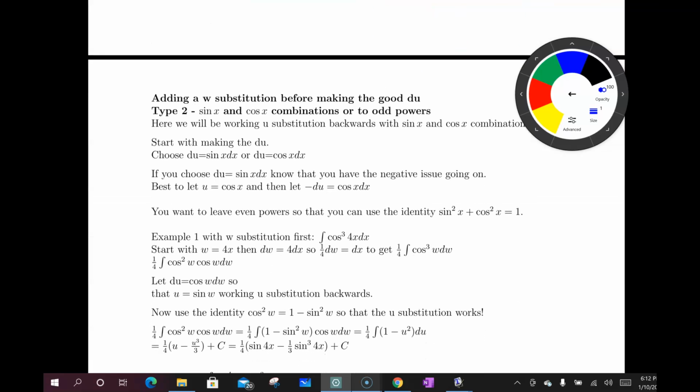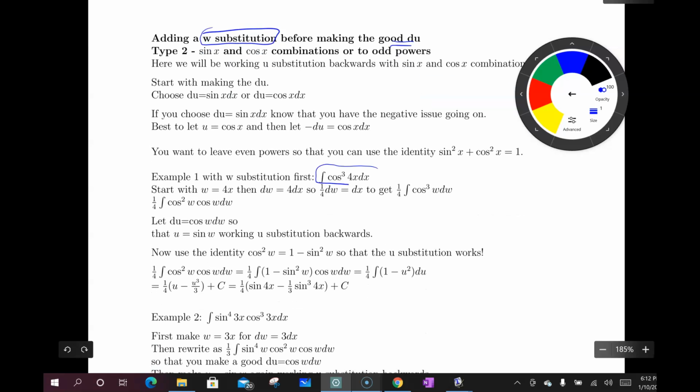Okay. So moving on to something more challenging. Now I want to talk about a w substitution before the good du. Like this one here, cosine cubed of 4x. I'm going to suggest that you start with a w substitution of 4x. So dw is 4 dx, so I get 1/4 dw is dx. So take out dx and put in 1/4 dw, and then put the w in, so I get cosine cubed of w. Now go through the process of making the good du.